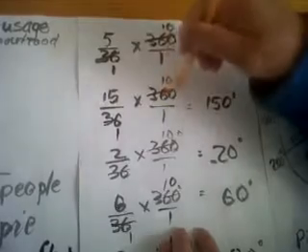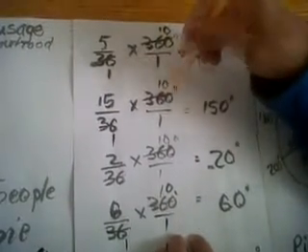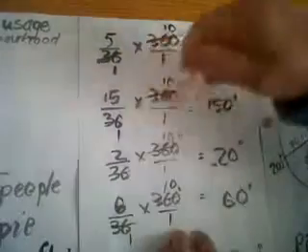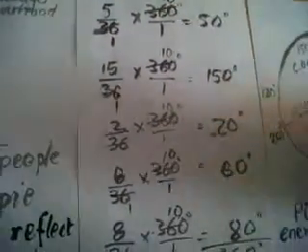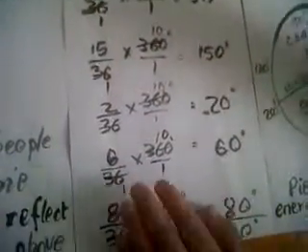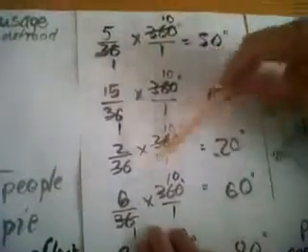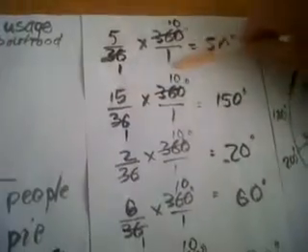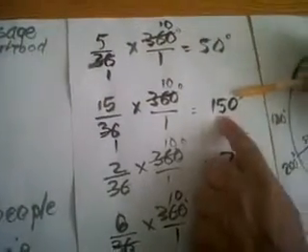15 over 36, times 360 degrees. And then it's the same. Now you have the same division all the time. If you do it once, you can just complete it, because that will not change through your calculations. And then 15 times 10 will give you 150 degrees.